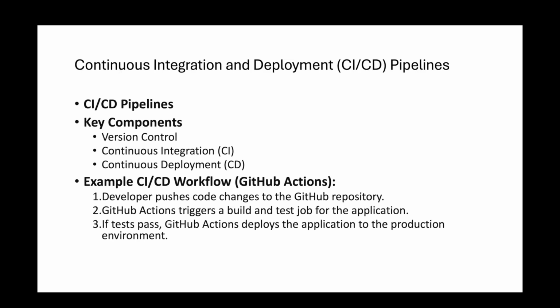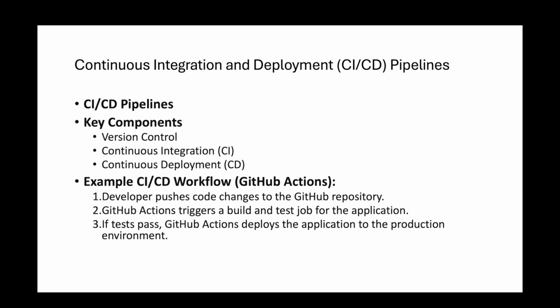Continuous integration and deployment. CI/CD pipelines. CI/CD pipelines automate the process of building, testing, and deploying applications, enabling developers to deliver changes to production quickly and reliably. Key components. Version control: use version control systems like Git to manage application code and track changes. Continuous integration, CI: automatically build and test application code whenever changes are pushed to the repository. Continuous deployment, CD: automatically deploy tested changes to production or staging environments.